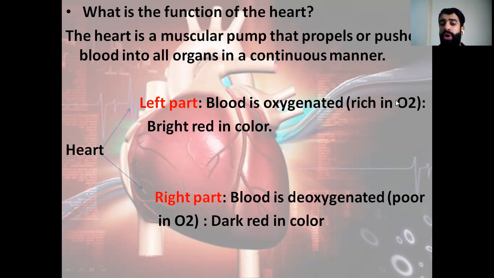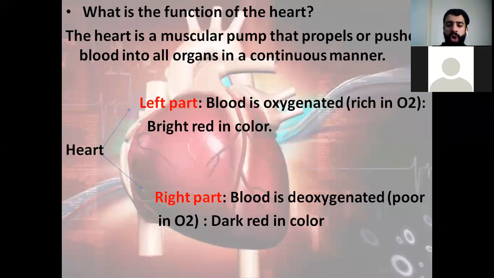Whereas the right part of the heart is deoxygenated. What is the meaning of deoxygenated? It's poor in O2. It contains a low amount of O2. This blood has a dark red color. So as a conclusion, you have to know that in the left part of the heart, the blood is oxygenated, rich in O2 and has a bright red color, whereas in the right part, the blood is deoxygenated, poor in O2 and has a dark red color.